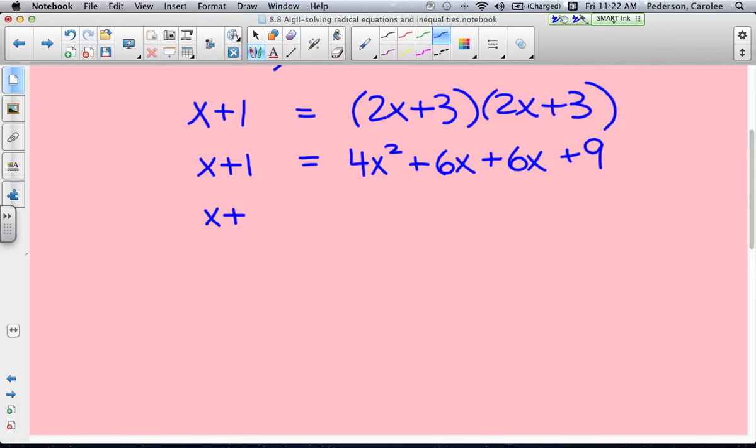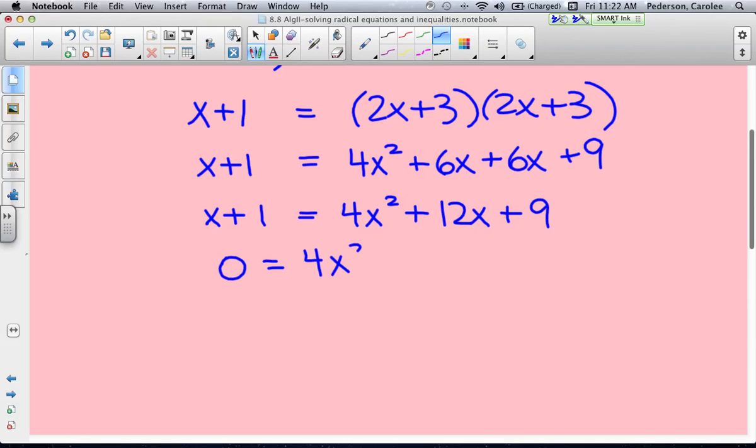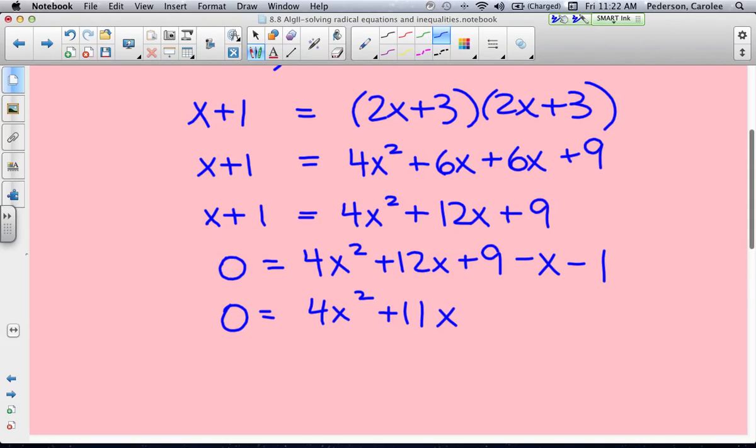So I'm just going to continue with the right side and combining my like terms on the right. So 6x and 6x is 12x. And then set it equal to 0. Bring the x and the 1 to the right. So I'm going to subtract an x and subtract 1. Now combine like terms. 4x squared. And then 12x minus x is 11x. And then 9 minus 1 is 8.